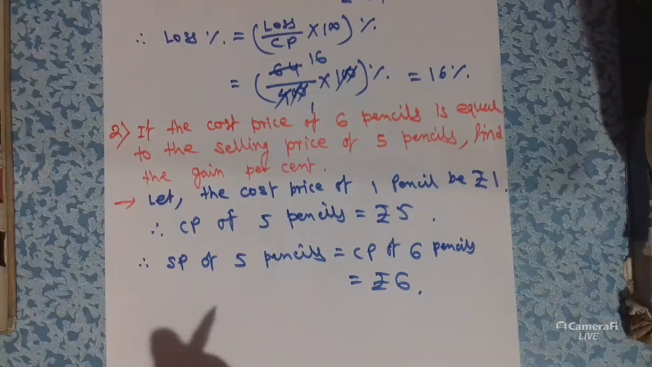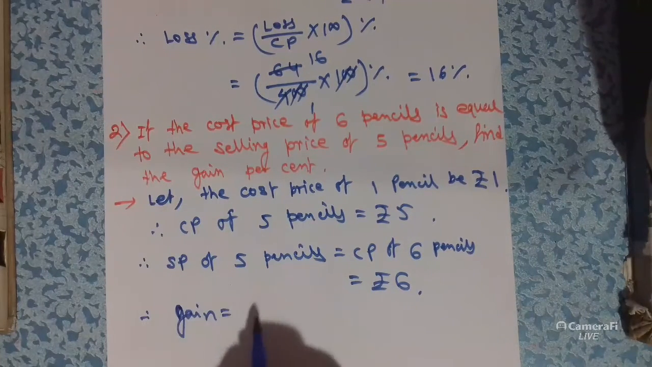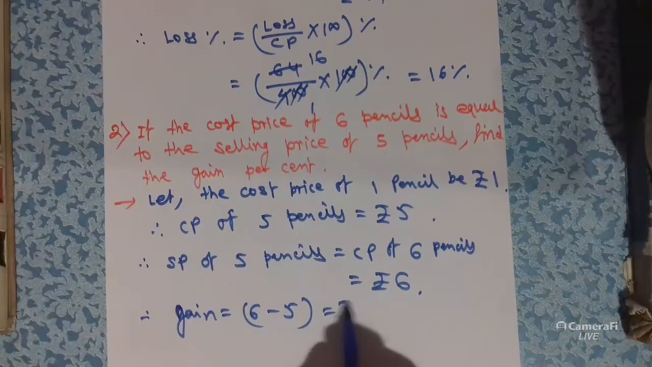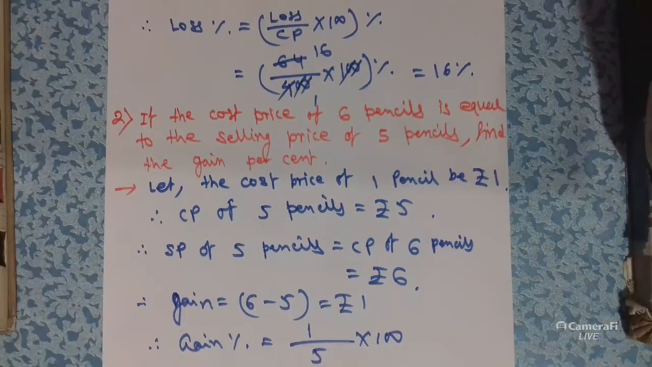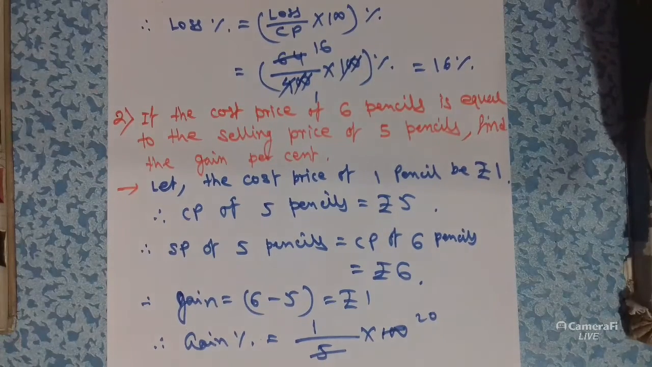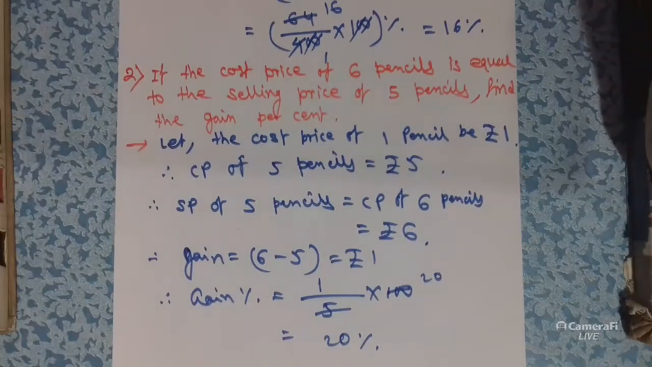So here gain is equal to 6 minus 5 is equal to ₹1. So rupees 1 is gain. So therefore gain percent is equal to gain by cost price. So here cost price is 5 into 100. So it is equal to 20%. So he gains 20%. So I hope you understood, students.